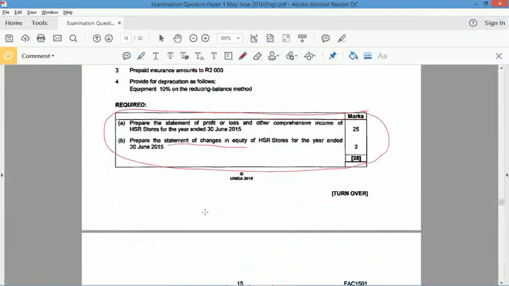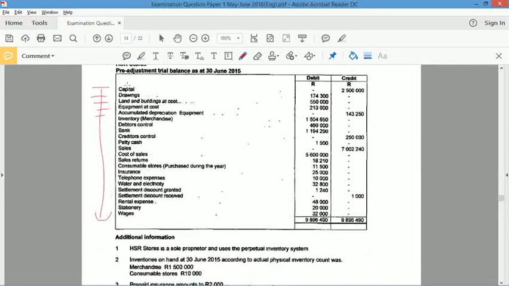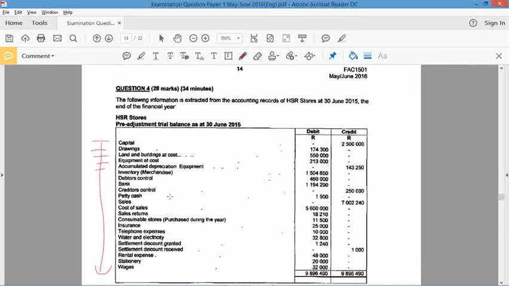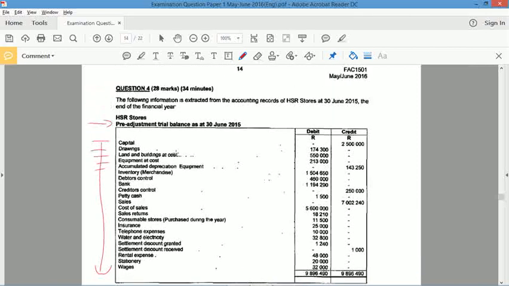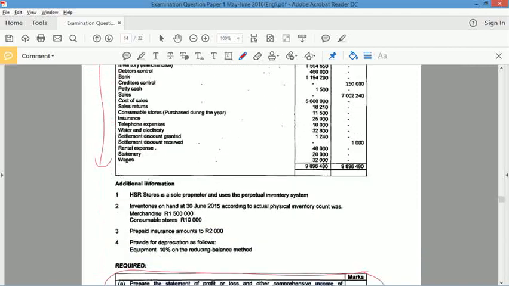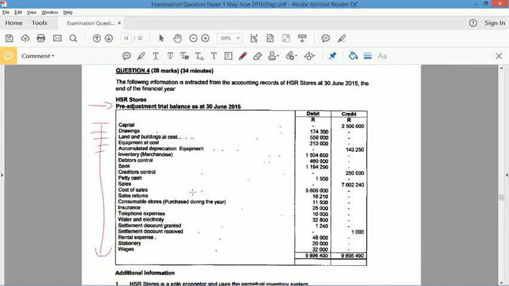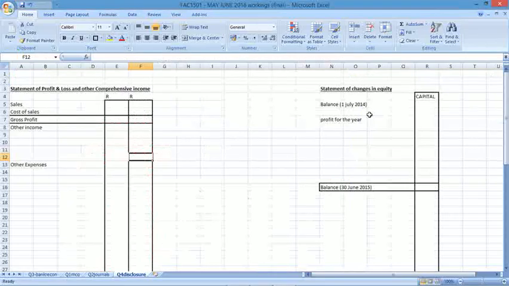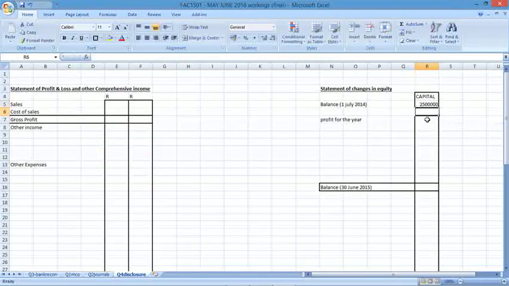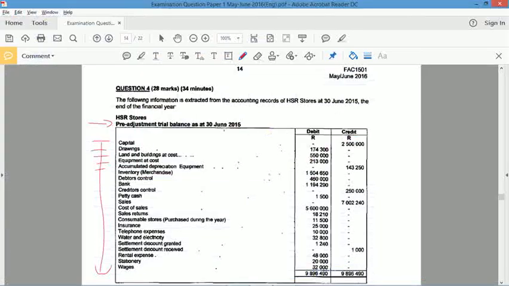Alright, so I'm hoping that you guys have gone through all of those accounts and you know what they are. Okay, capital we know is what type of account. Well, remember this is a pre-adjustment trial balance. So if it's pre-adjustment, it's before you've processed any of those additional information points, which we're going to look at just now later on. So the capital hasn't been adjusted, so 2.5 million would have been the balance that I would be starting with.